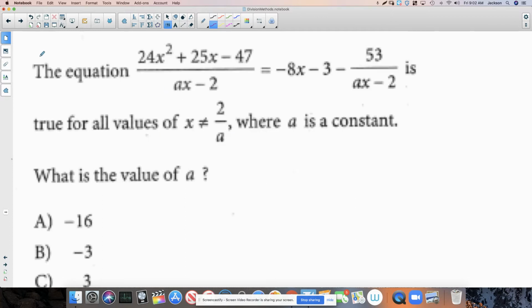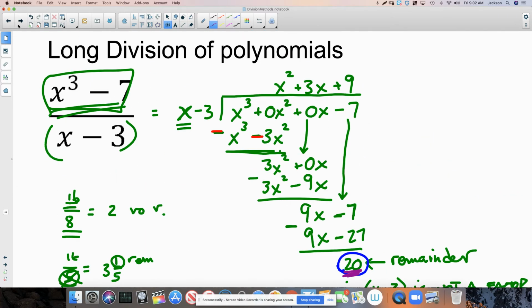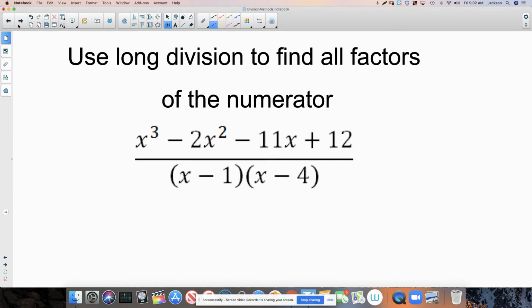I mean, look at this process. Oh, sorry, wrong one. Look at this process. This is painful. Synthetic division is a little bit simpler. Okay. But there's one thing we can do with long division that we can't with synthetic, and we'll talk about it a little bit more later. But one of them is this.